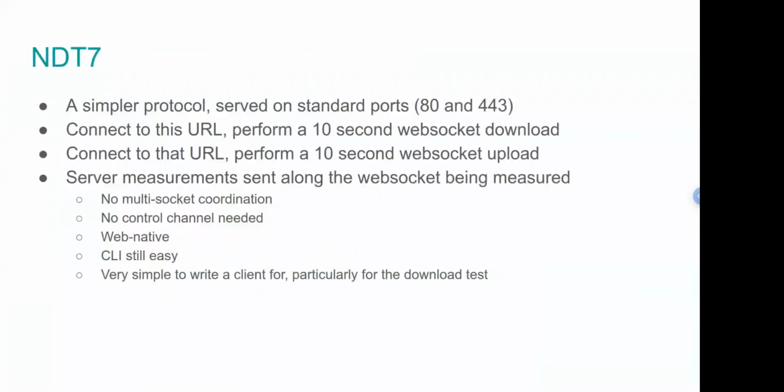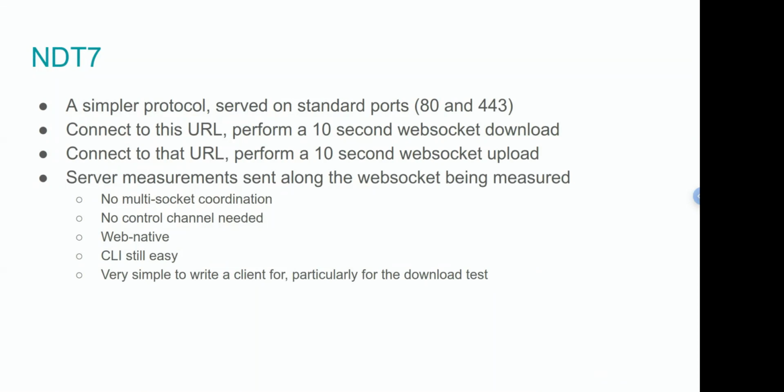NDT7 is a simpler protocol. It's served on standard ports, 80 and 443. You connect to this URL, and because it's a URL, we can get finer grained controls. You perform a 10-second WebSocket download. You connect to that URL, you perform a 10-second WebSocket upload. Server measurements are sent along the WebSocket being measured, so we don't need a separate control connection. It just comes down the pipe.